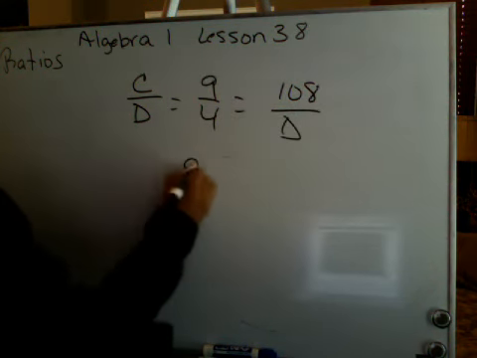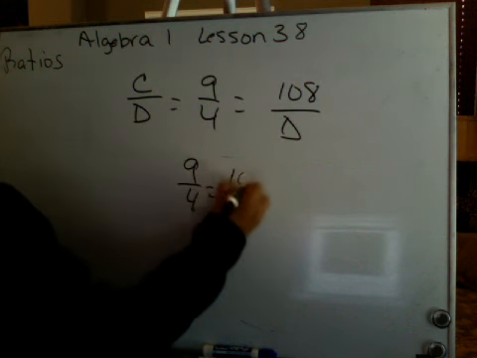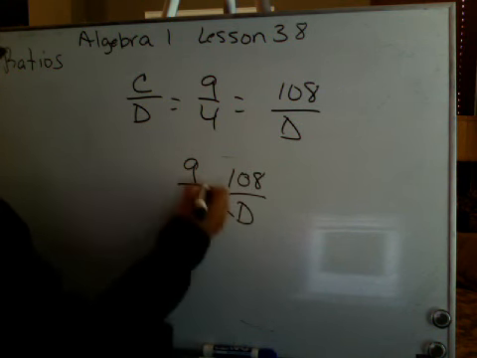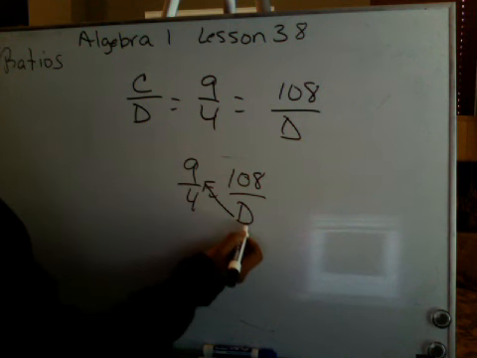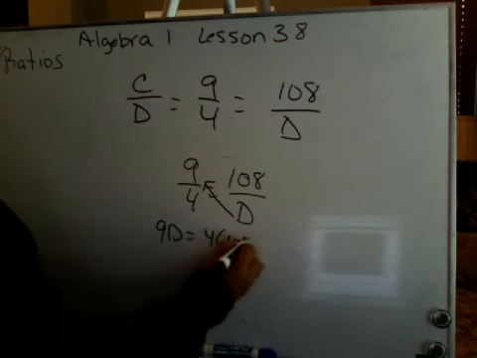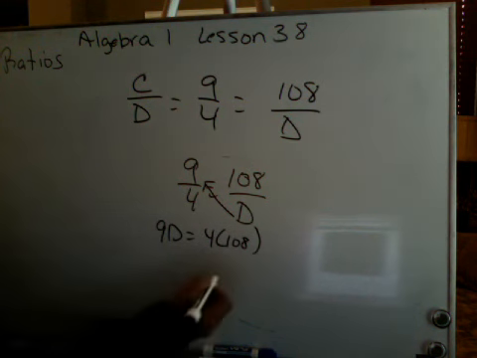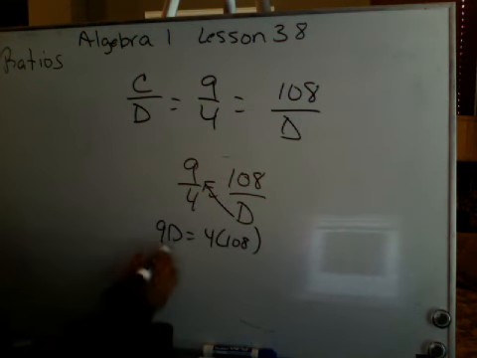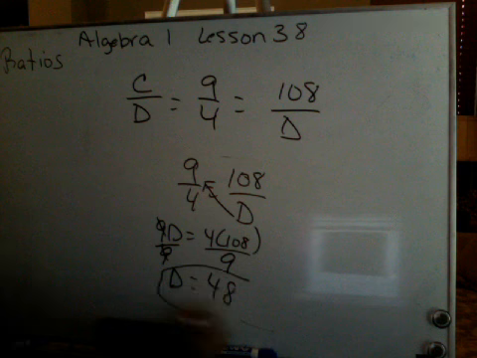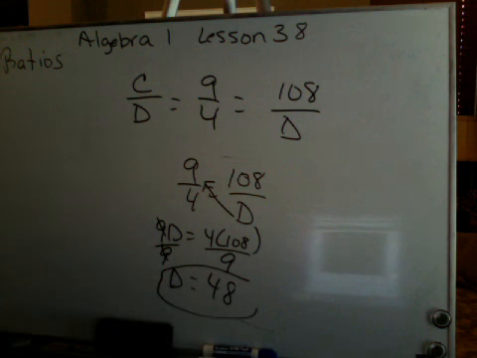So now I simply do 9 to 4 equals 108 to D. And I use my cross multiplication. So it's 9D equals 4 times 108. And then we would divide by 9. D is equal to 48. If you use your calculator, it all comes out to 48.